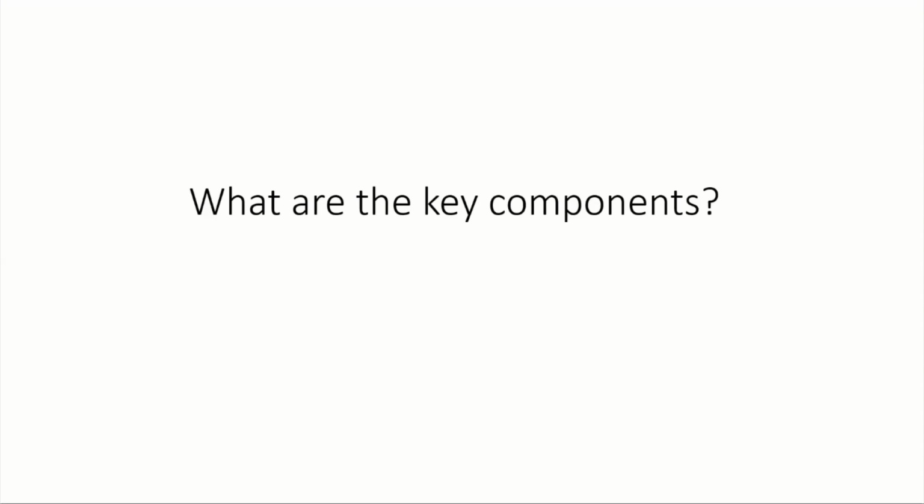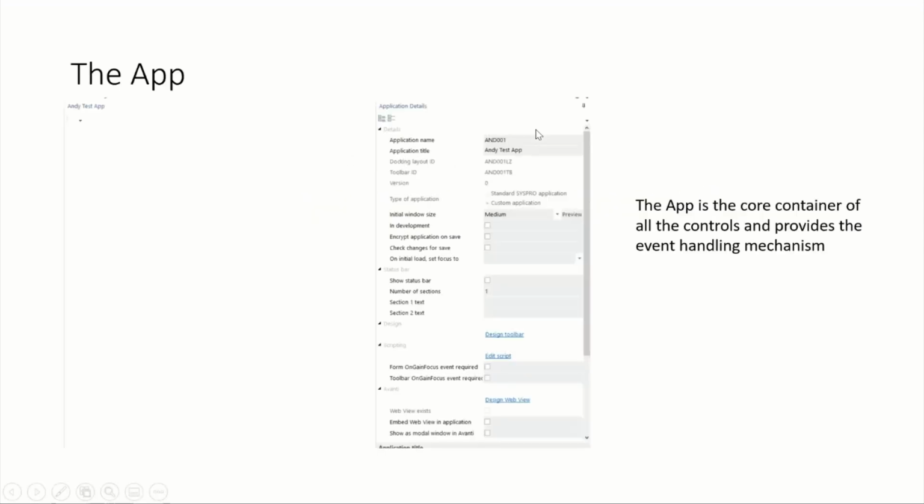So now we have some idea of what an app is. We now need to understand its key components. We've already described that the app itself is a container for all the other UI controls and things. So first of all, this first step would be to create an app container. This is how the screen would look. And a little bit later on, we'll be going through some of the properties here.